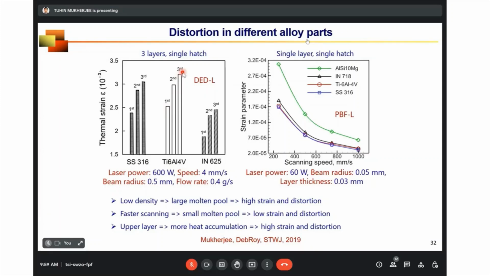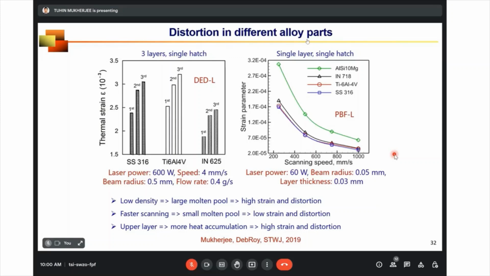Now, for a particular alloy, if we go up, that means you are going away from the substrate. And as you know, in additive manufacturing, heat flows from the molten pool through the substrate. So if you go away from the substrate, the rate of heat conduction is less. That means you are accumulating more heat, generating a larger molten pool, which will increase the susceptibility to distortion. So as we go up, the strain or the distortion also increases. In contrast, if we go slowly, we form a smaller molten pool, which is beneficial for reducing the thermal strain. And here, if you compare all the alloys, aluminum alloys, because of their low density, form the largest molten pool among these four common alloys, and have the highest susceptibility to strain and thermal distortion.